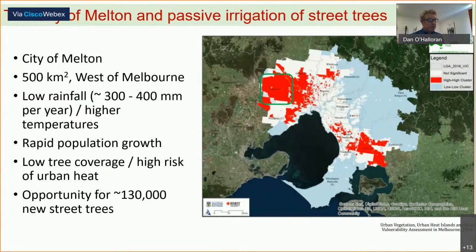This is a map of metropolitan Melbourne, and you can see Melton is on the western edge of greater metropolitan Melbourne. It covers 500 square kilometres, and it's characterised by having low rainfall of about 300 to 400 mil a year, and higher temperatures than the rest of Melbourne. It's currently experiencing rapid population growth and has been cleared of a lot of its vegetation, and there is currently low tree coverage, and the government area is at high risk of the impacts of urban heat. And there's an opportunity over the next 20 years to plant an additional 130,000 new street trees.